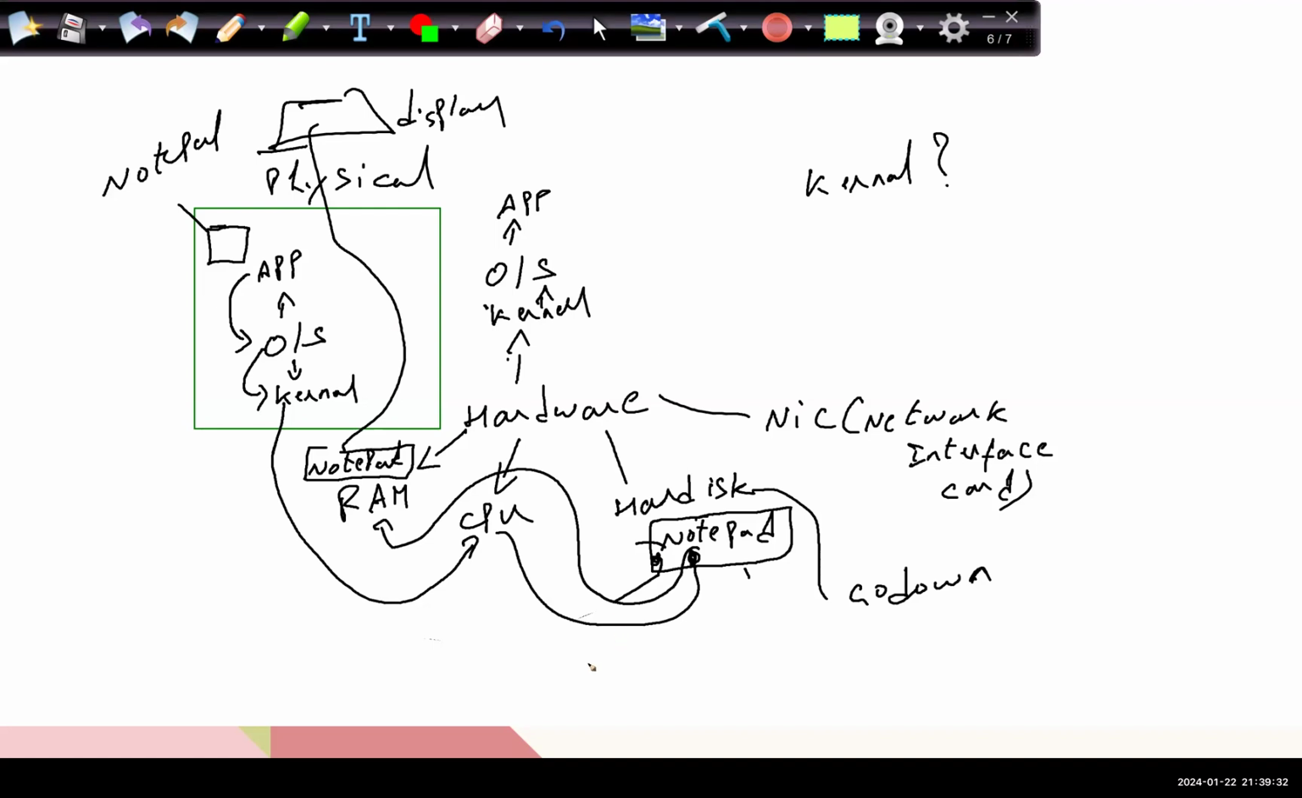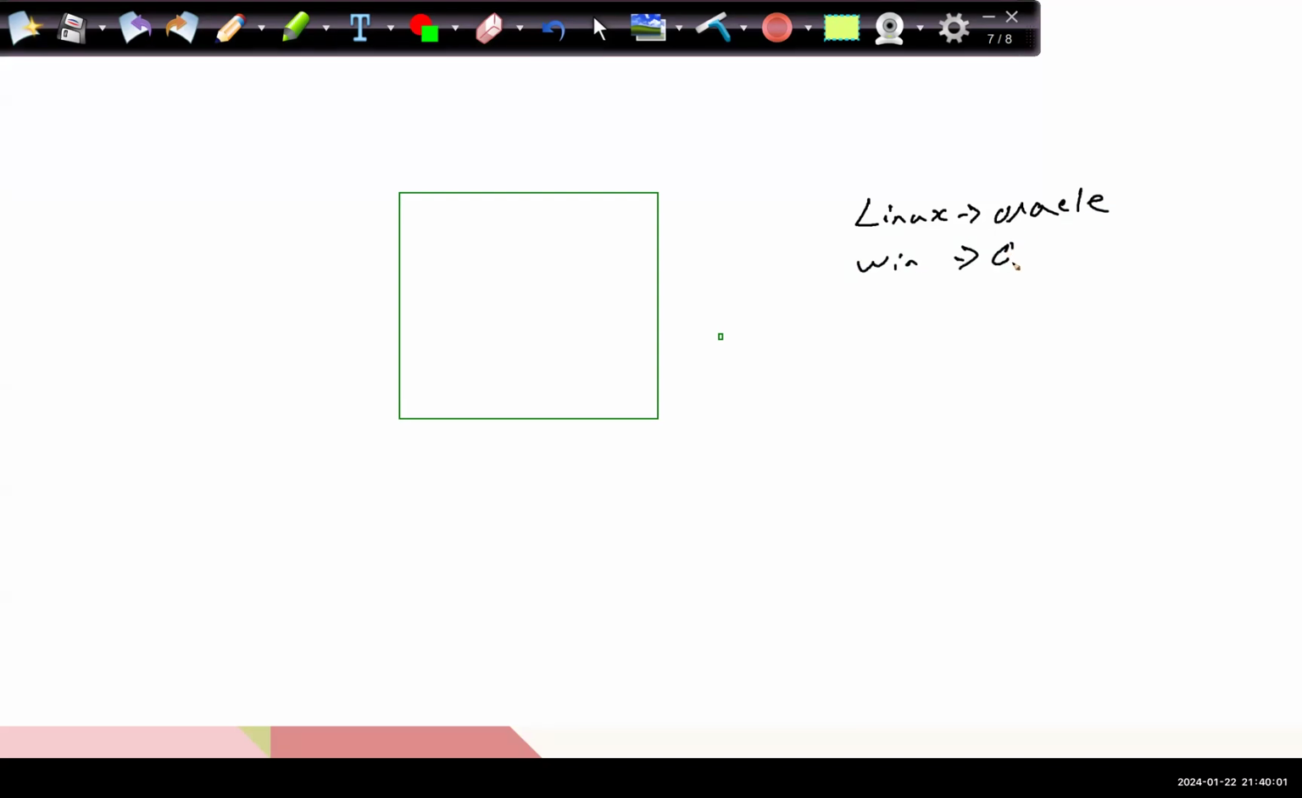Let us say I got one physical box, and I want to run a Linux version of Oracle and a Windows version of SQL. I need these two applications to be installed. The requirement is I need a Linux Oracle, I need a Windows SQL.